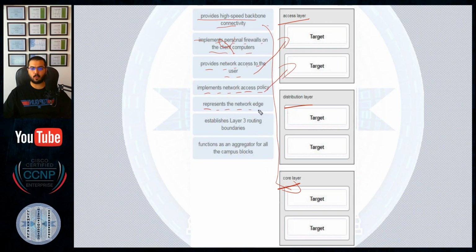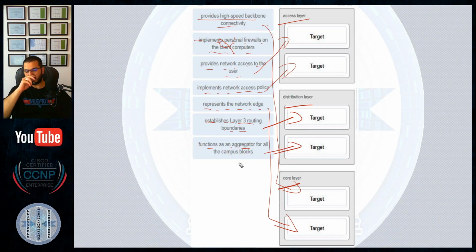Represents the network edge, will be the core. Establishes layer 3 routing boundaries between layer 2 and layer 3 will be the distribution layer, and functions as an aggregator, the aggregation layer, which is the aggregator, which is also known as distribution layer. Okay, so in some networks you might see that the access layer is called the edge, in other networks the core. In this question I will pick core because core is also considered as your edge facing the ISP.